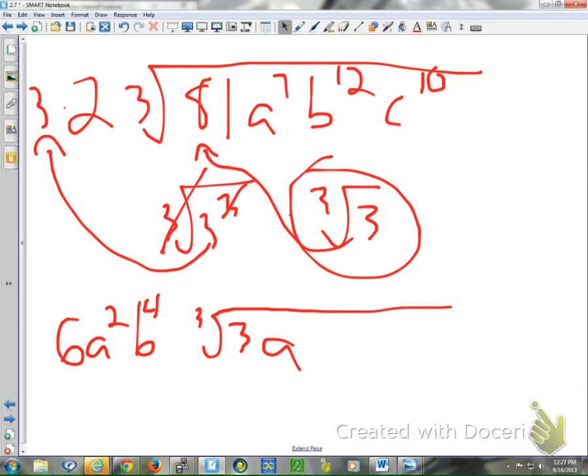How many groups of 3 go into 10, Mackenzie? 3. How many stay in? 1. Very good. 3 came out. 1 stayed in. And there's your answer: 6a squared b to the 4th c cubed times the cube root of 3ac.